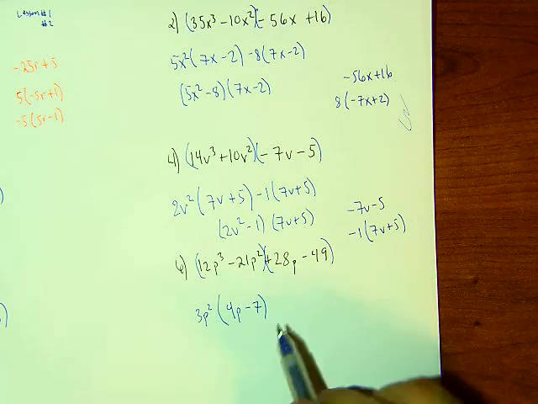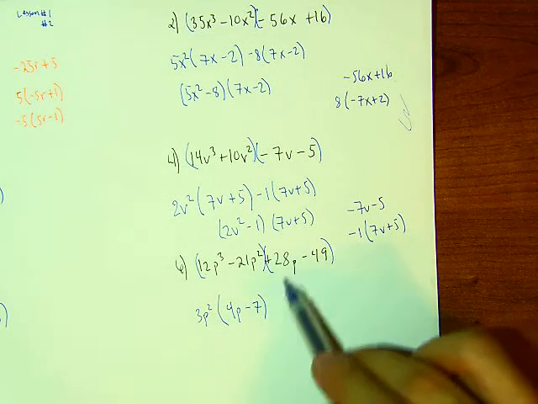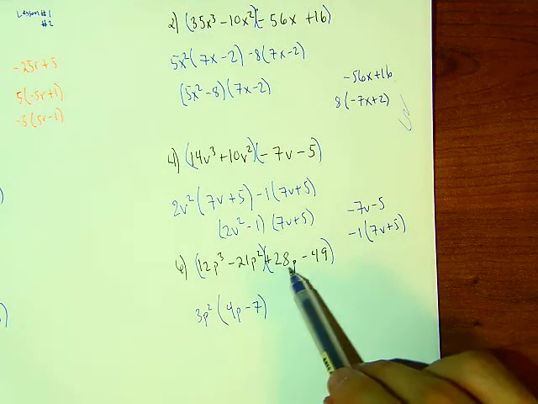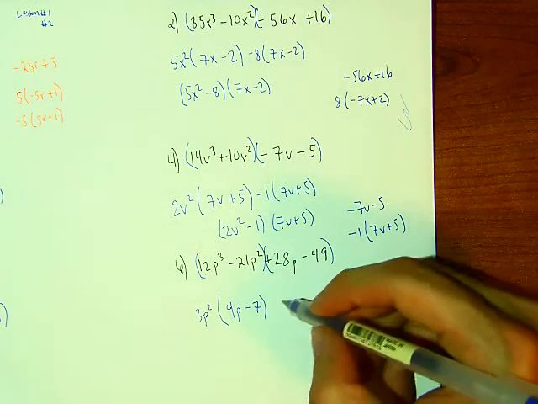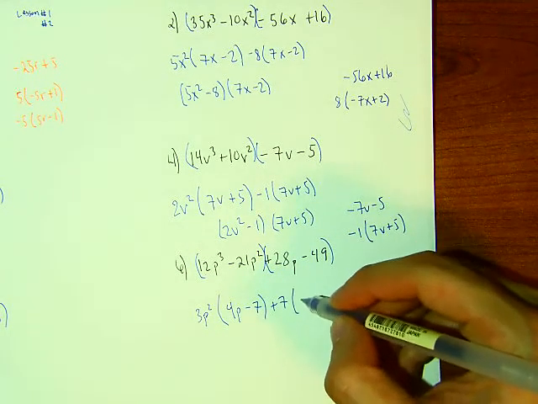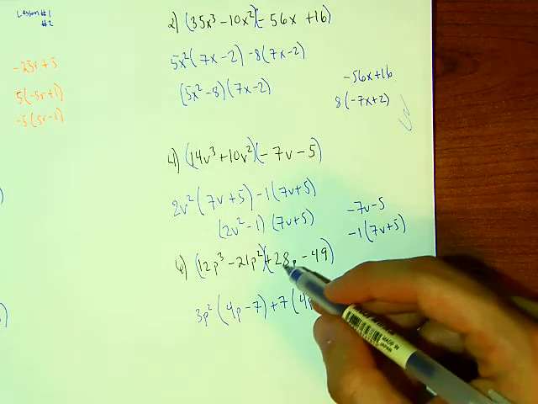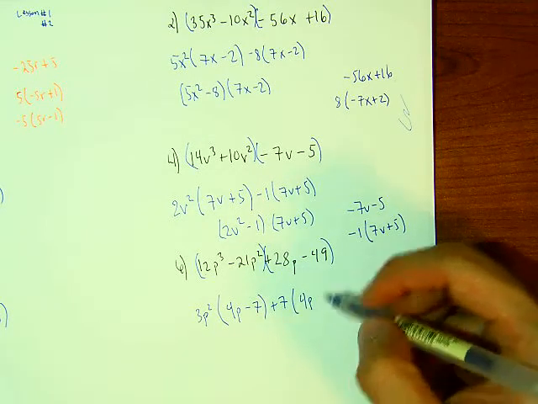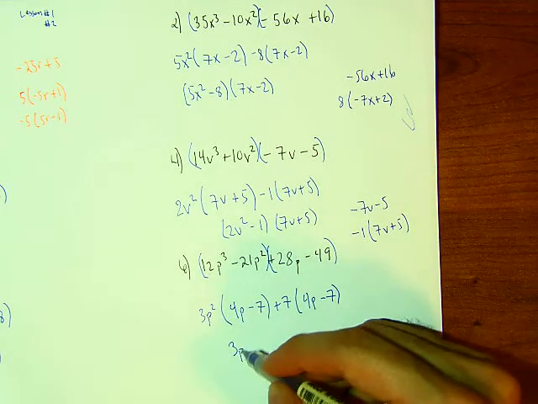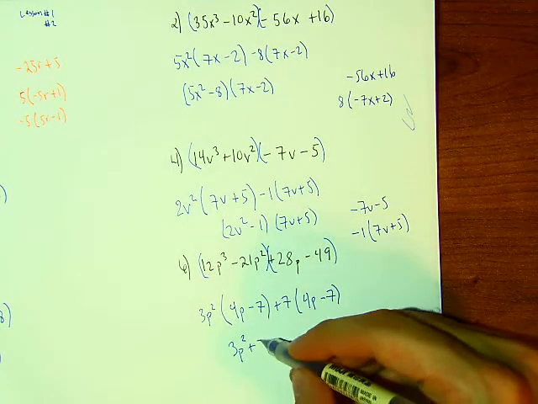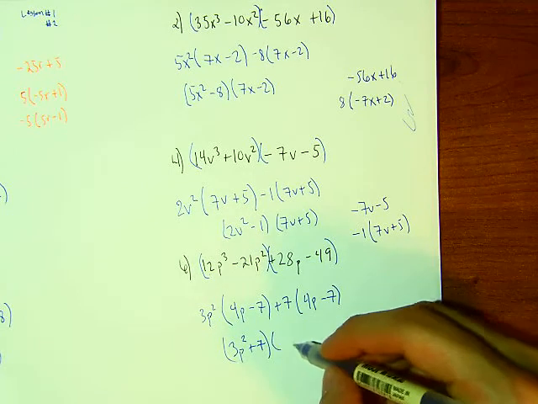And the second you get a 4P minus 7, hopefully you can get a 4P minus 7 here. The GCF of 28 and negative 49 is 7. Then you divide that: 28 divided by 7 is 4, so that's 4p, and this is minus 7. And then life is good. 3p squared plus 7 and 4p minus 7.